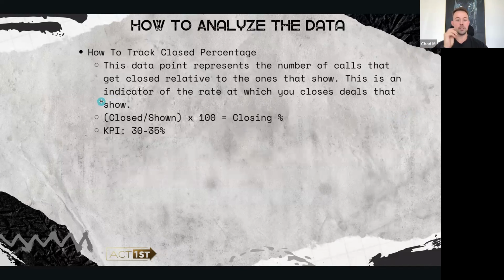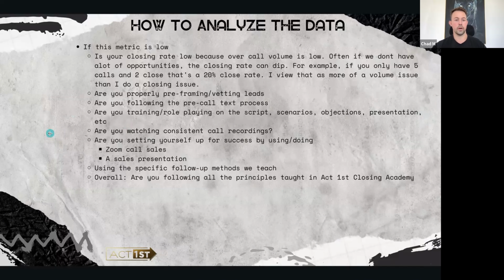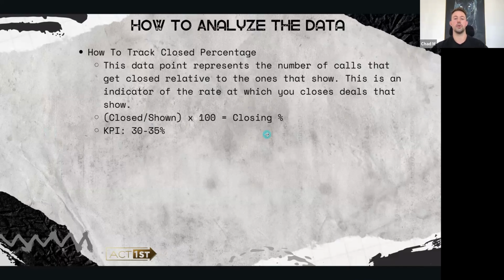All right. So the next metric that is important is your closing percentage. This data point represents the number of calls that get closed relative to the ones that show. The way that we do it is not pitch percentage. I believe I might go over that next, but we are going over close percentage. So close percentage is based off the calls that show. Even if we don't pitch them, if they showed, that's still going to affect our close rate. So this is an indicator of the rate at which you close deals that show.